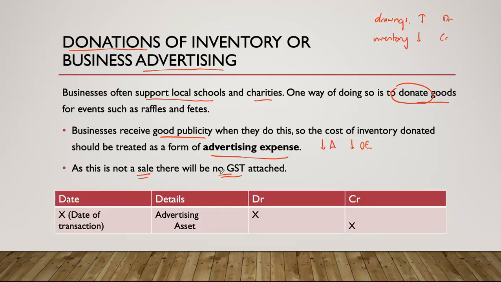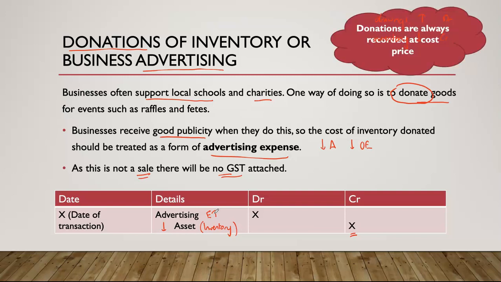So when you're recording this, we are still going to have our inventory going down. So our asset is going to be our inventory. And when an asset goes down, it is a credit. But instead of recording drawings, we are going to record an expense increasing, which is a debit. So this is our template for when we do a recording. And now let's go through an example.